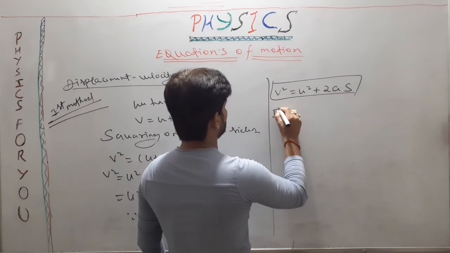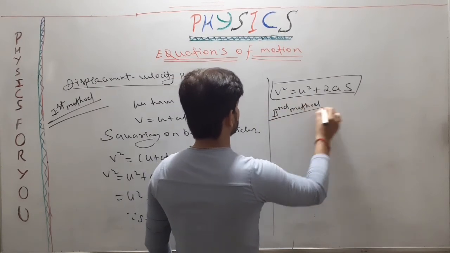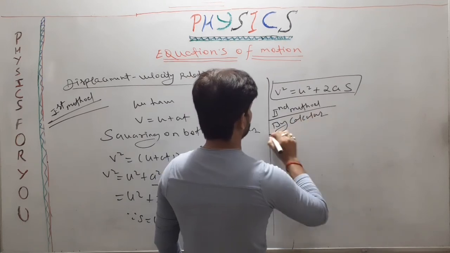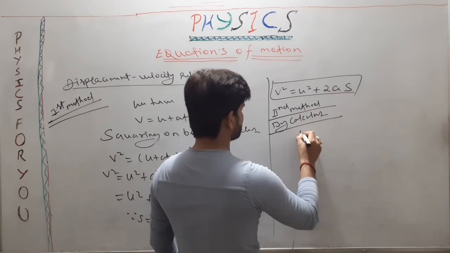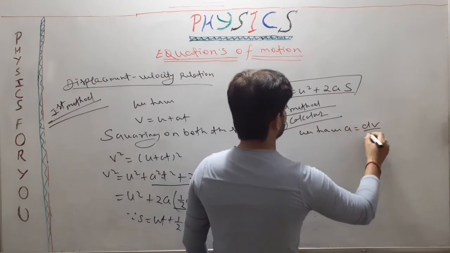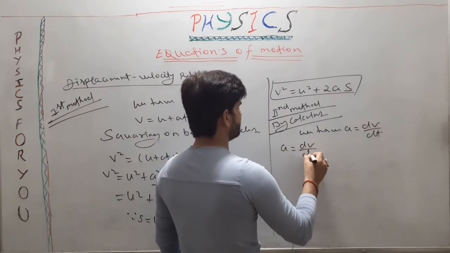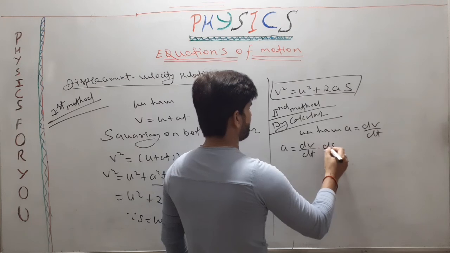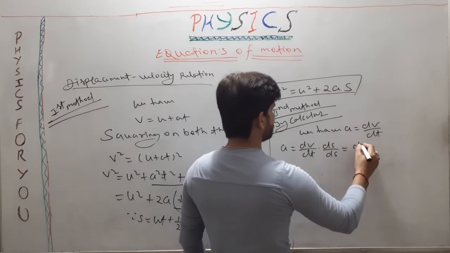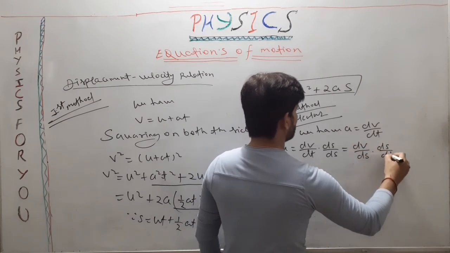Now second method. Second method means by calculus. Again we have, using the formula of acceleration, dv by dt, it can be written as dv by dt multiplied by displacement and divided by displacement. By managing it, we can write dv by df and df by dt.